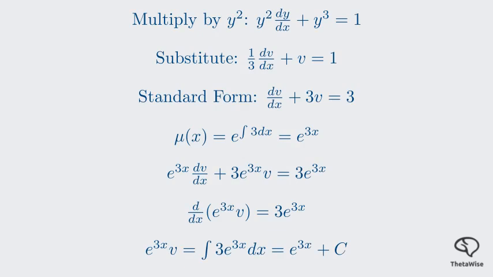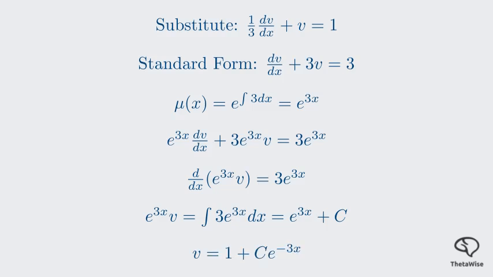Integrating both sides, we get e to the 3x times v equals the integral of 3 times e to the 3x dx, which is e to the 3x plus c. Solving for v, we get v equals 1 plus c times e to the negative 3x.